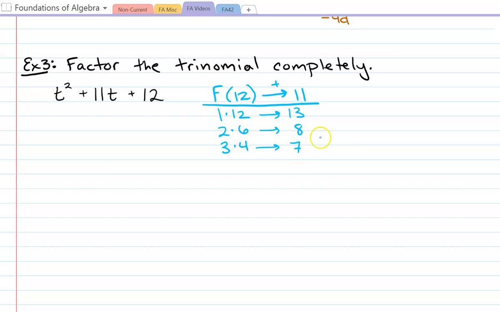Is our math wrong? No, our math is fine. Did we forget a factor pair? No, we've listed them all. This is what is known as not factorable, or it's called prime. It is a prime trinomial. This cannot be factored, so we're done. There's nothing we can do here.